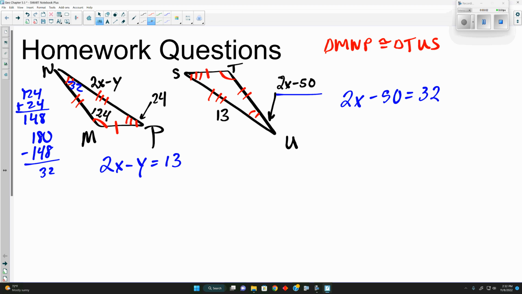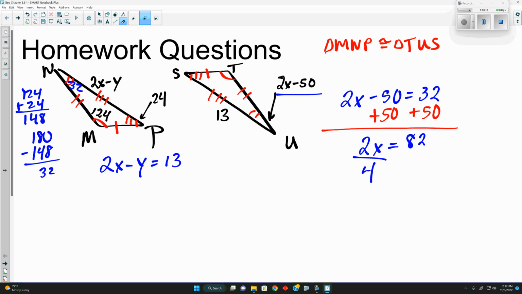Now at this point here, we can solve for the value of x, so we can add 50 to both sides, which will tell us 2x is equal to 82. Divide both sides not by 4, but by 2. Tells us x is 41.